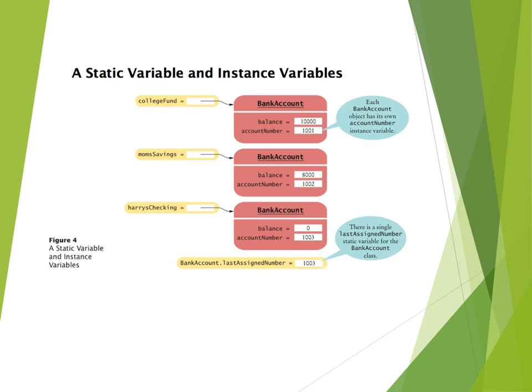So as you see in this figure, every instance of the BankAccount has a copy of balance and an account number, because balance and account number are instance variables, but all of them have only one single copy of lastAssignedNumber, which is stored separately. And the reason is because lastAssignedNumber is a static variable, not an instance variable.